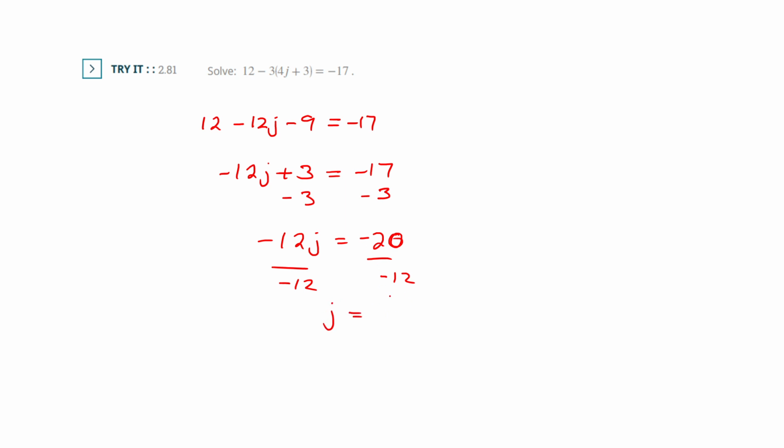Now two negatives are going to make this a positive, so I have 20 over 12. I can reduce that down. I do this all the time. If they're even, I divide by 2. That's still not done. It must be 5/3. So they were both even. I could reduce it again.